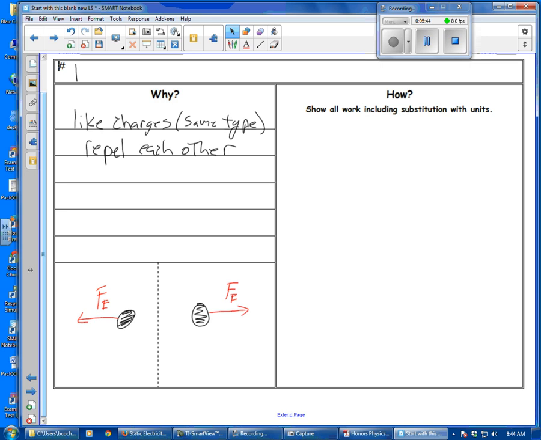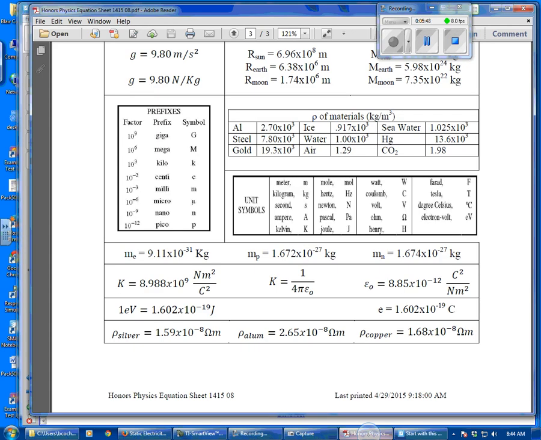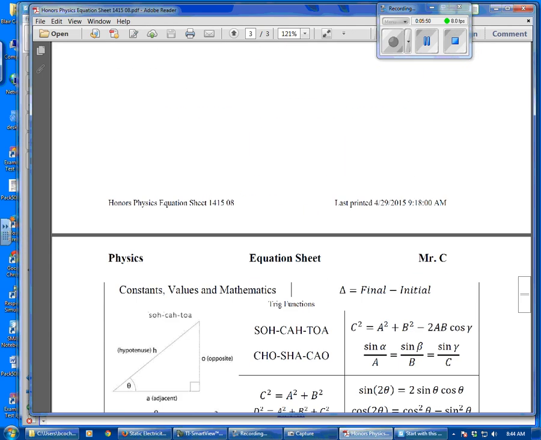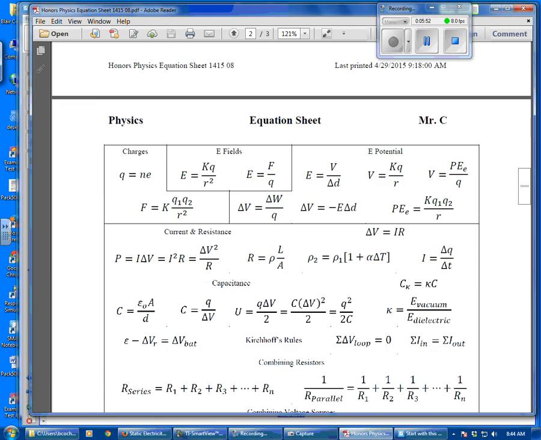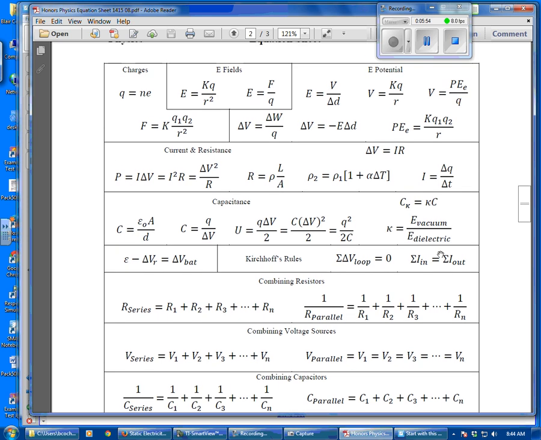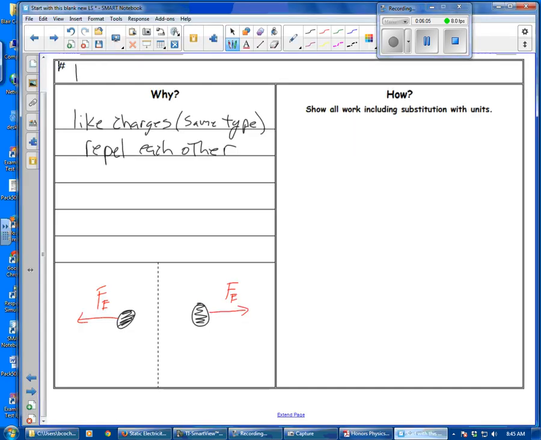Alright. So on to the how side. We have two charges. There's a force between them. If I look at my equation sheet and I look in charges, Coulomb's law there, F equals K Q1 Q2 over R squared, describes the forces between two charged bodies. So that's where I'm going to start. F equals K Q1 Q2 over R squared.